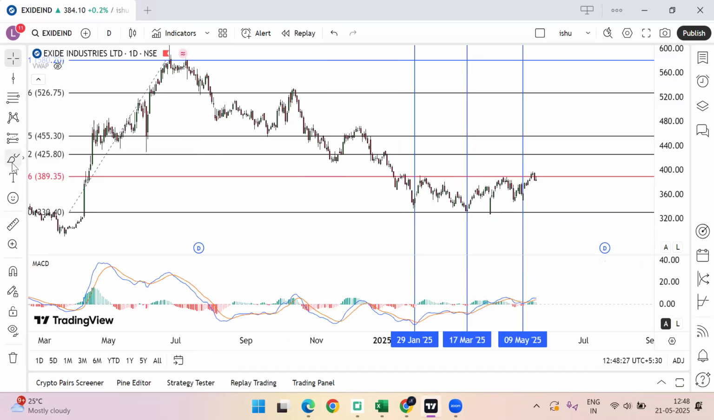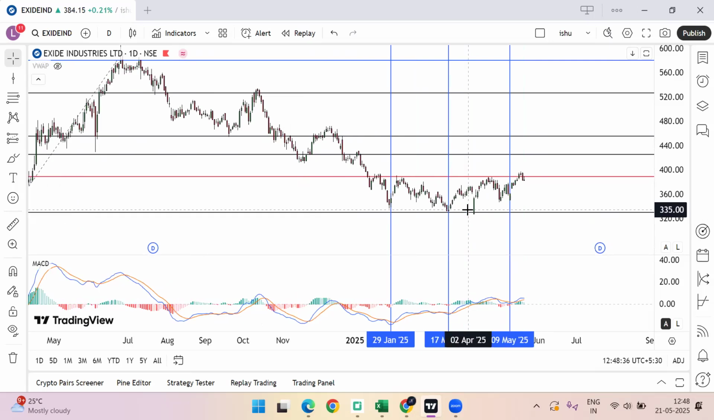So when we look into Exide Industries here, from 579, it came down to 335. Using VWAP levels, I created the Fibonacci levels, and currently it was testing the 23%, and now there is a sign of it going up. And if you look at the MACD zones here, it is also indicating a positive up move.